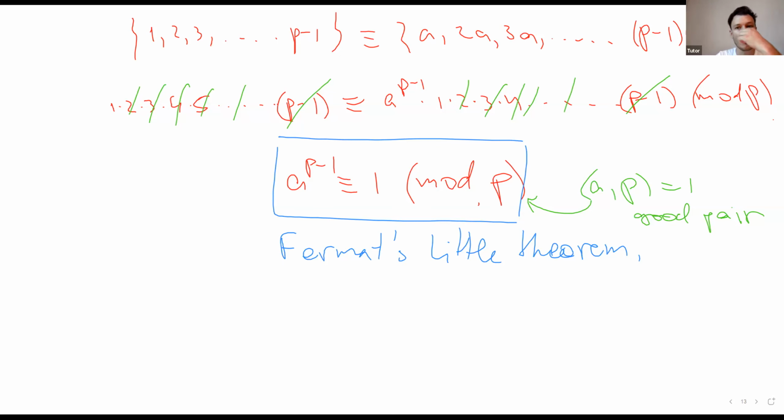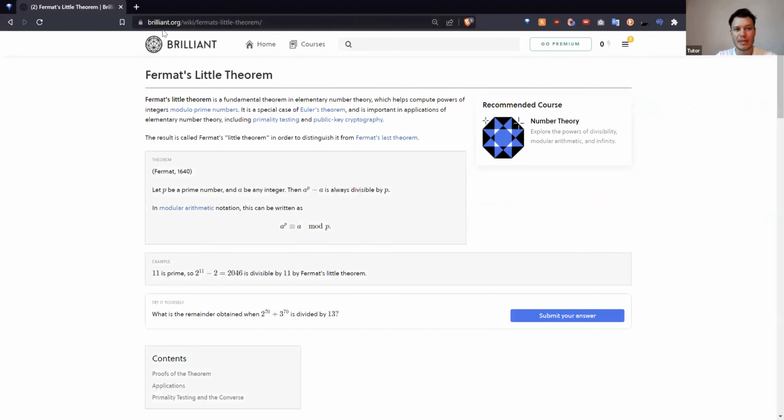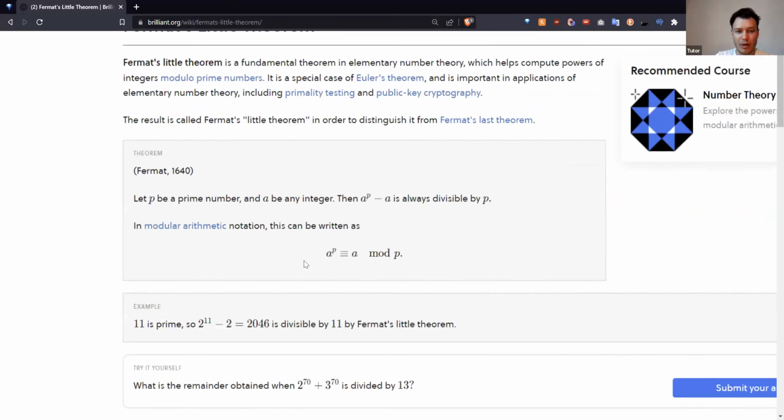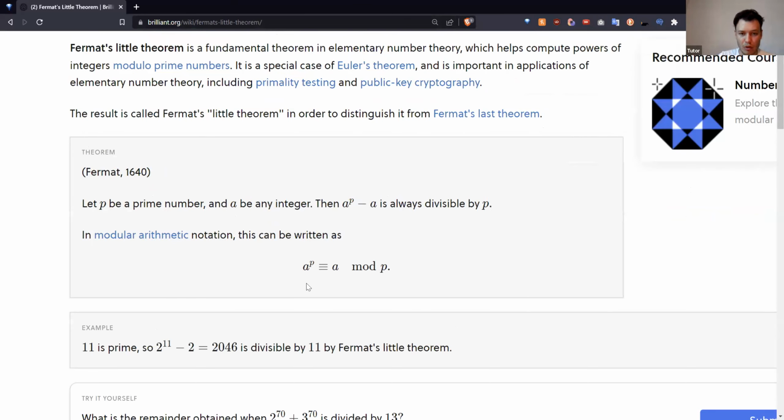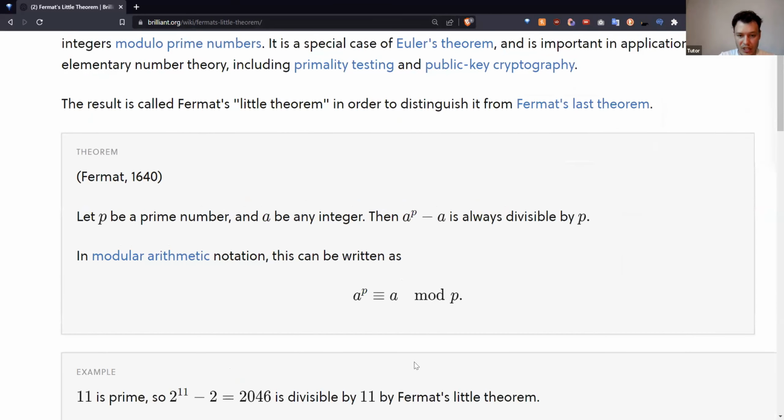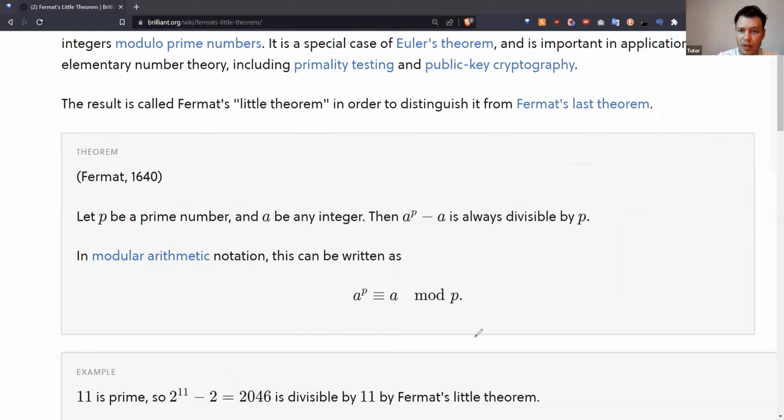For example, if we open Brilliant, Brilliant again is an amazing website. They have a free wiki that you can access and solve practice problems in. So what is the problem saying? The problem is saying that a to the power p is going to be congruent with a mod p. This theorem is the same as our theorem, because there are two cases: a is good or a is bad.